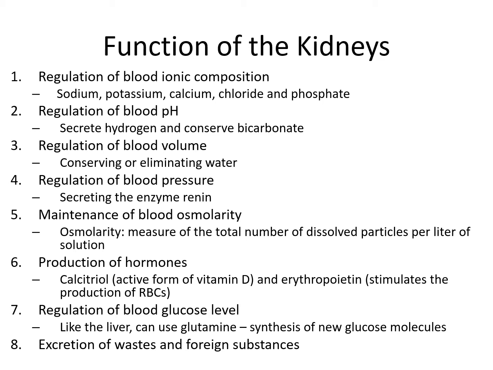We need to maintain our blood osmolarity, and just to reiterate, osmolarity is the measure of the total number of dissolved particles per liter of a solution. And then we also need to produce hormones from our kidneys. Our kidneys do produce calcitriol and erythropoietin. We've talked about calcitriol before, and that is the active form of vitamin D, but we haven't talked about erythropoietin. This is going to stimulate the production of red blood cells. It's a very important hormone.